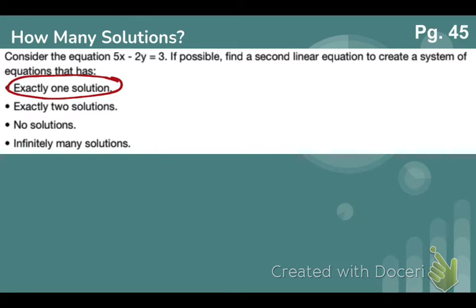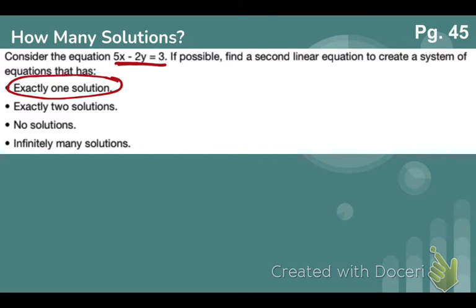That's multiple solutions, infinitely. That's when every line works, every point works. So we want to find a line that has one intersection with our line, 5x minus 2y equals 3. Oh, you want us to tell you how to solve it? Yeah. Then you can put it in slope-intercept form and solve for it.